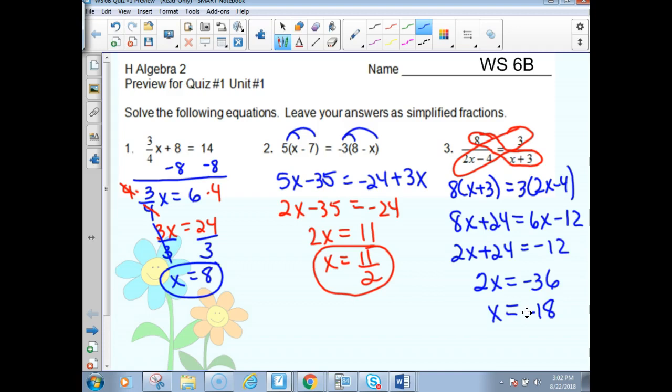Am I going too fast for anyone? No. You probably hopefully already did this and you're just checking your work, because then you'll feel really good that you got them right.